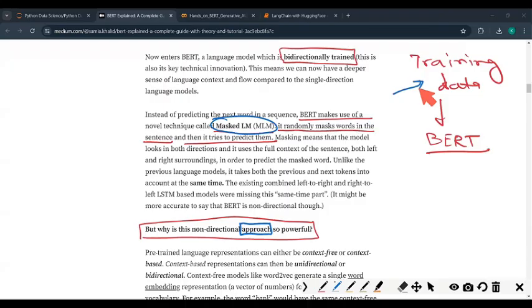Then in the real world, if you give this kind of statement, it is ready for predicting the further words. If you ask a question, it will be able to answer more properly because it was training itself on those kinds of situations.